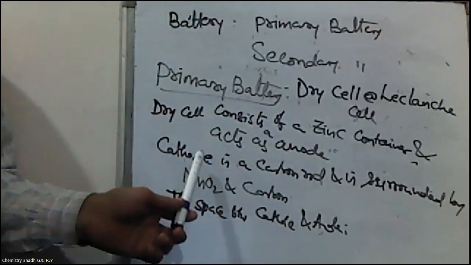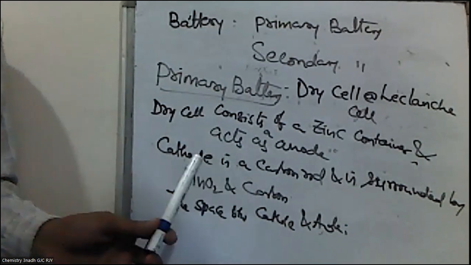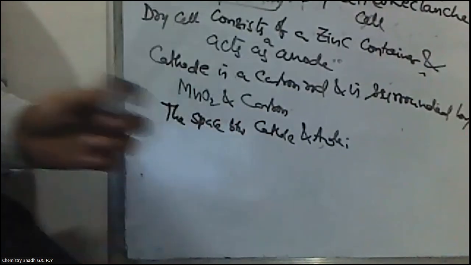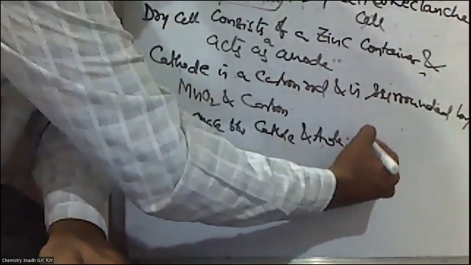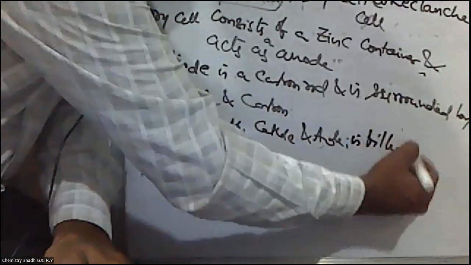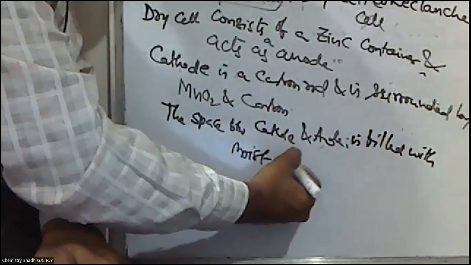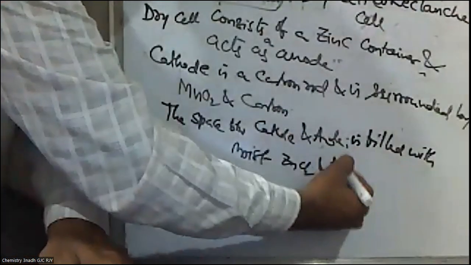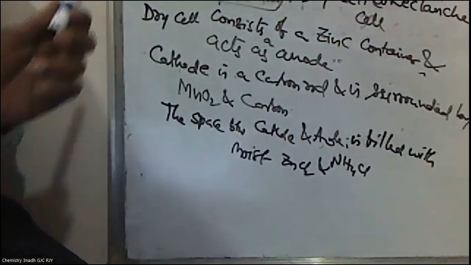The space between the cathode and anode is filled with a moist paste of ammonium chloride and zinc chloride.